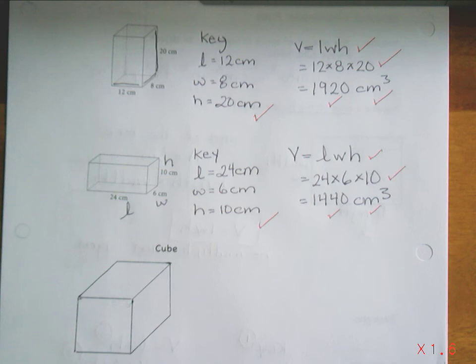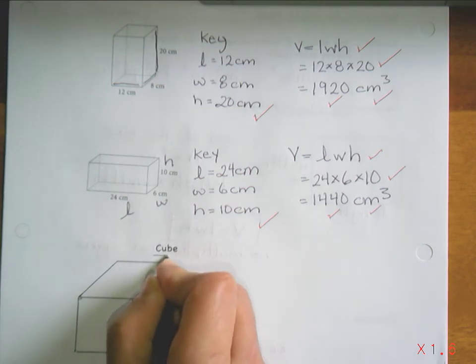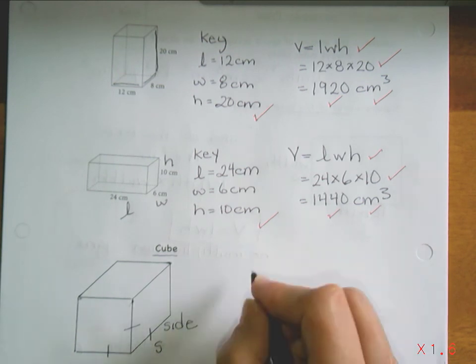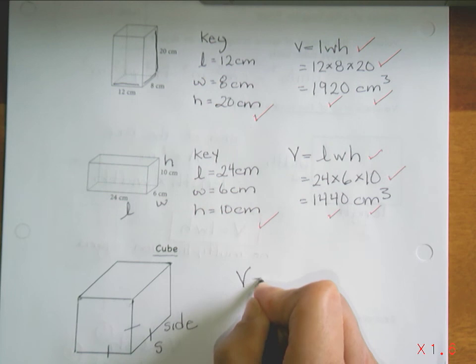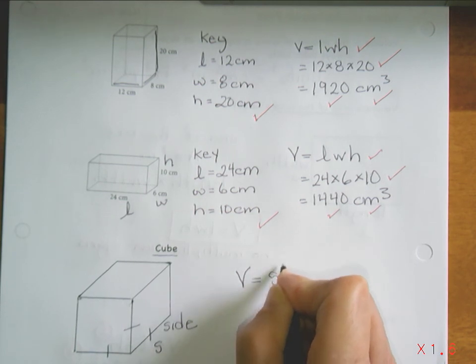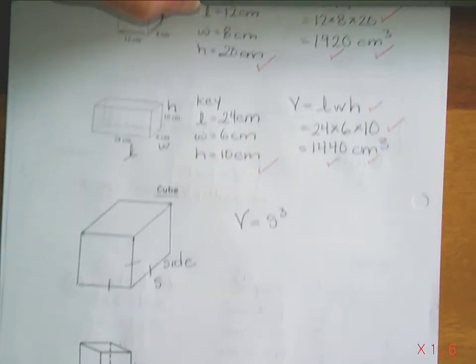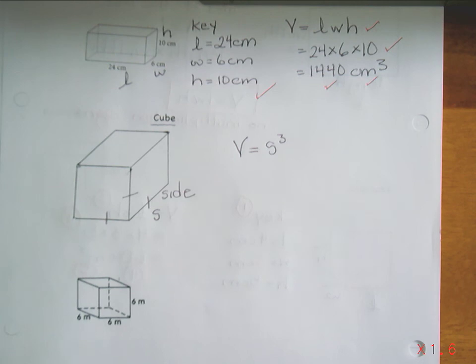I want to change it a bit now, and although a cube is a rectangular prism, it has a special formula because a cube has all the sides the same. S stands for side. And the formula for a cube, the volume equals S cubed, and we talked about that in the first note. Knowing that, how on earth would you calculate the volume of a cube?